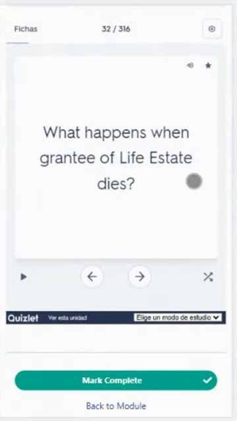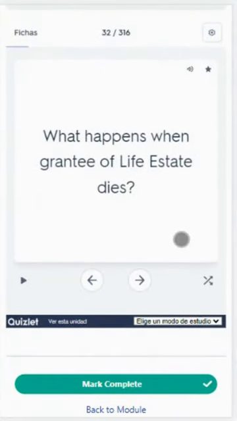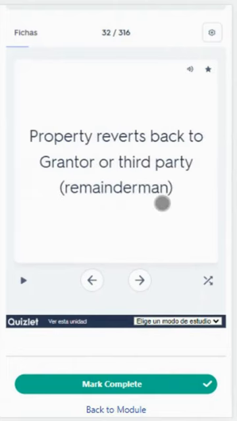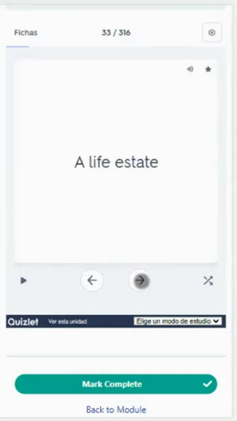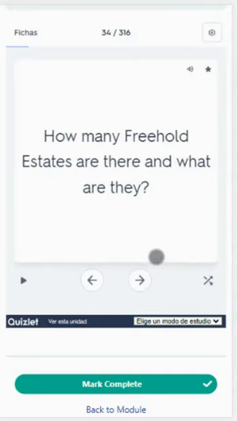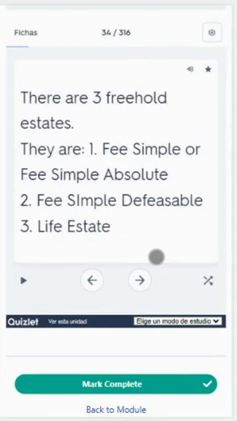Number one, what happens when grantee of life estate dies? Property reverts back to the grantor or third party. Number two, which estate can there exist a remainder in? A life estate. Number three, how many freehold estates are there and what are they? There are three freehold estates. They are fee simple or fee simple absolute, fee simple defeasible, and life estate.